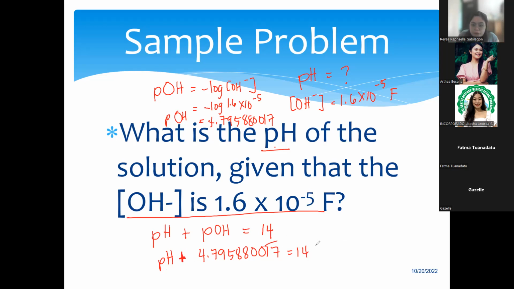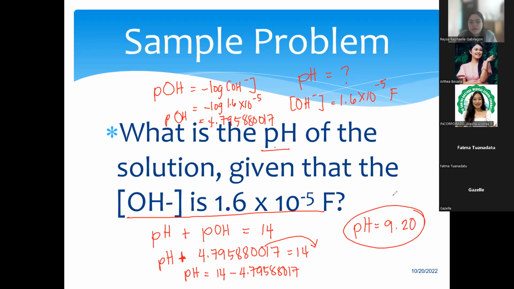So what we are going to do is transpose this on the other side and gawin mo siyang negative. So this becomes pH is equal to 14 minus 4.79588017. Okay, so the pH is, let's subtract, and 2 decimal places, we have here 9.20. So this is the pH of the solution now. That's 9.20.